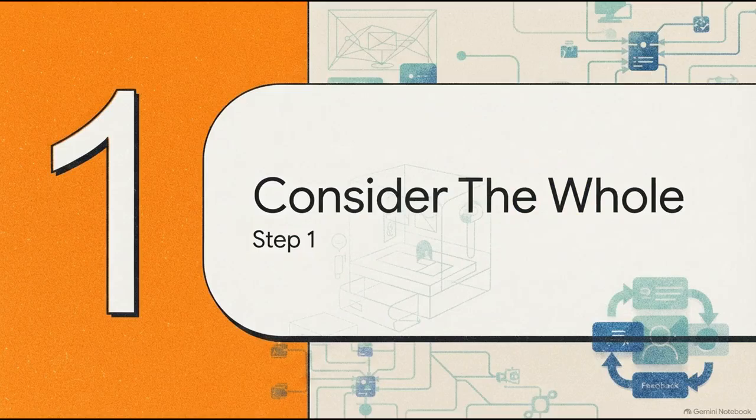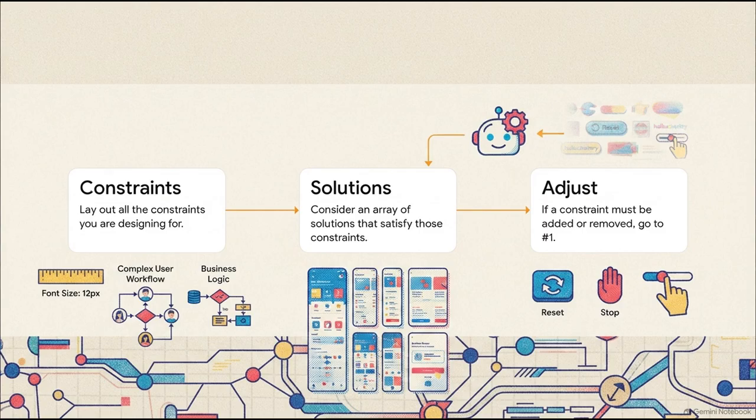Which brings us to Section 1. Always consider the whole. Here's the core of it: a rigorous, highly effective 3-step design loop. Step 1. Lay out literally all the constraints you are designing for. Step 2. Consider an array of solutions that actually satisfy those constraints. And Step 3. If you realize a constraint needs to be added or removed, you stop and you go right back to Step 1. The absolutely crucial takeaway here is that deciding your constraints has to happen way before you jump headfirst into solution mode.